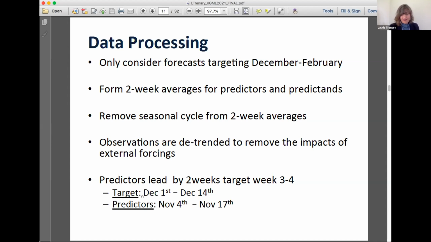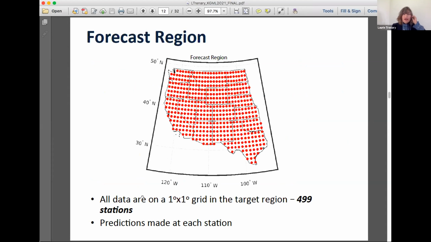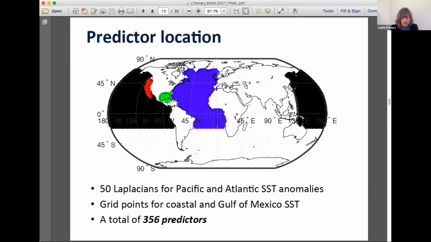And so as an example, if we're targeting the 2-week average between December 1st and the 14th, our predictors would be the 2-week average between November 4th and the 17th, excuse me. So our forecast region is the same that was used in the subseasonal forecast rodeo, the Western US. We'll make a prediction at each one of these grid points. We'll have a total of 499 stations where we're making a prediction, and all the data are regridded to the same 1-by-1 degree grid. As I mentioned before, our predictors are SSTs.